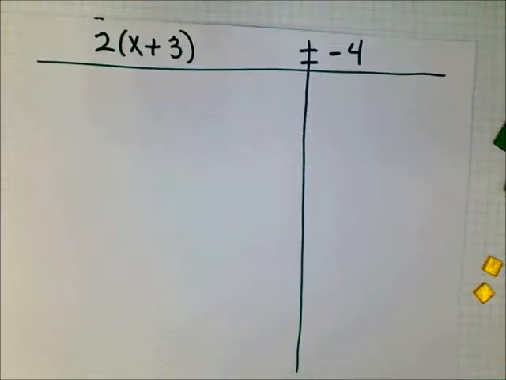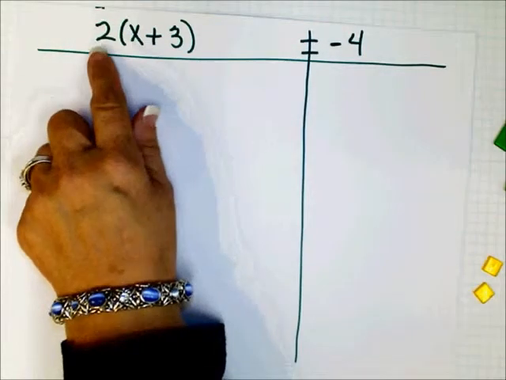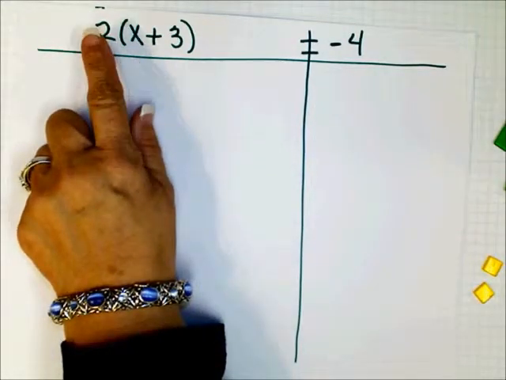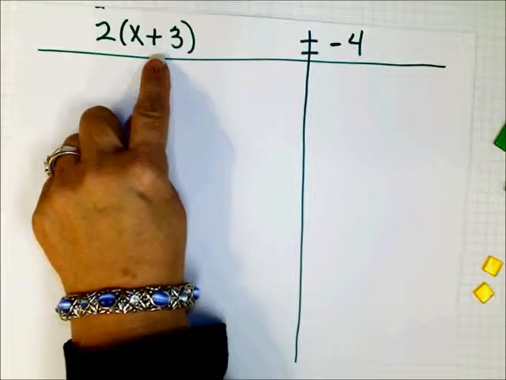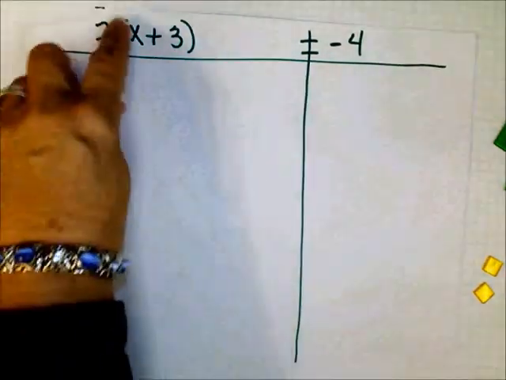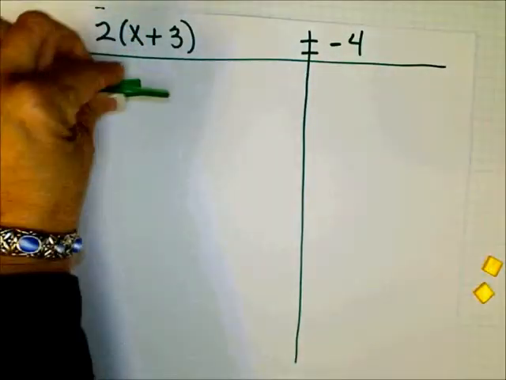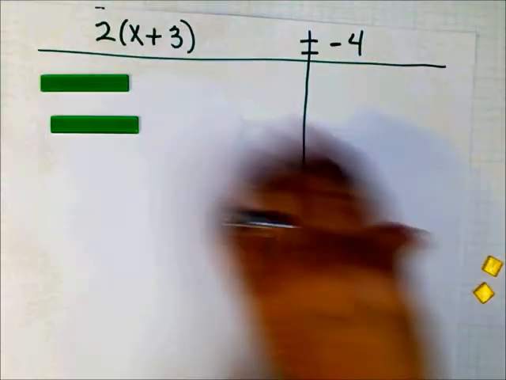Now we're going to solve equations using our algebra tiles, with the distributive property. So we have the equation 2 times the quantity x plus 3 equals negative 4. So let's model that. This says 2 rows of x plus 3. So I have 2 rows of x plus 3.